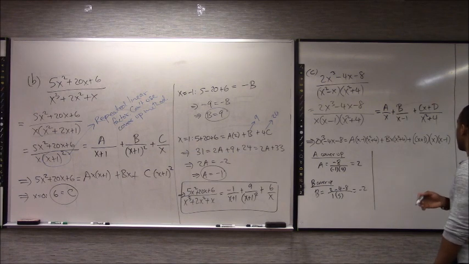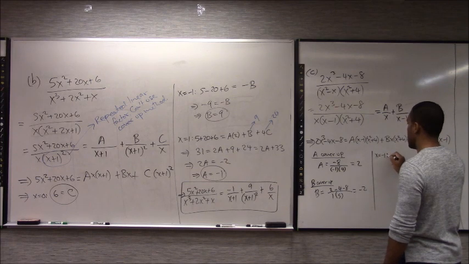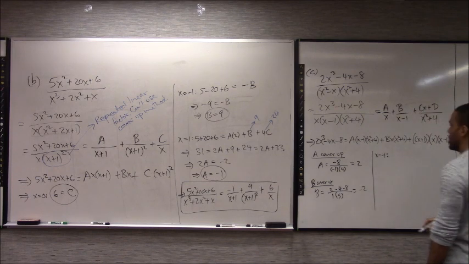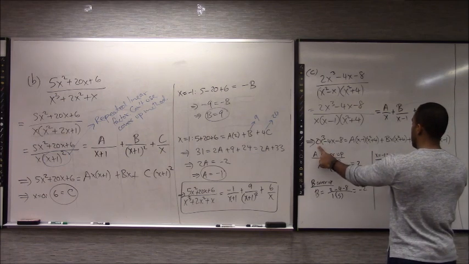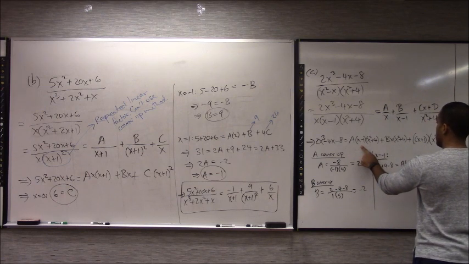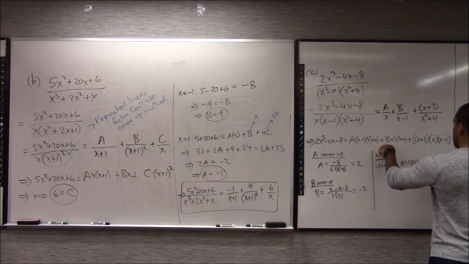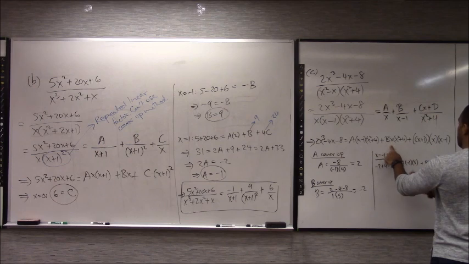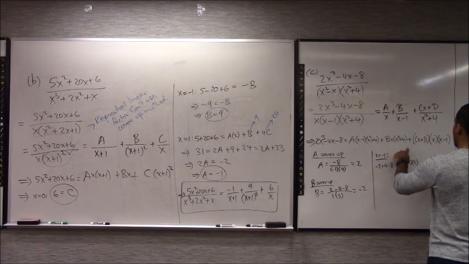So let's say you plug in something small, like x equals minus 1. What would be the result here? Then that would be minus 2 plus 4 minus 8. This will be A times minus 2 times 5. This will be B times minus 1 times 5. Plus this will be minus C plus D times minus 1 minus 2.